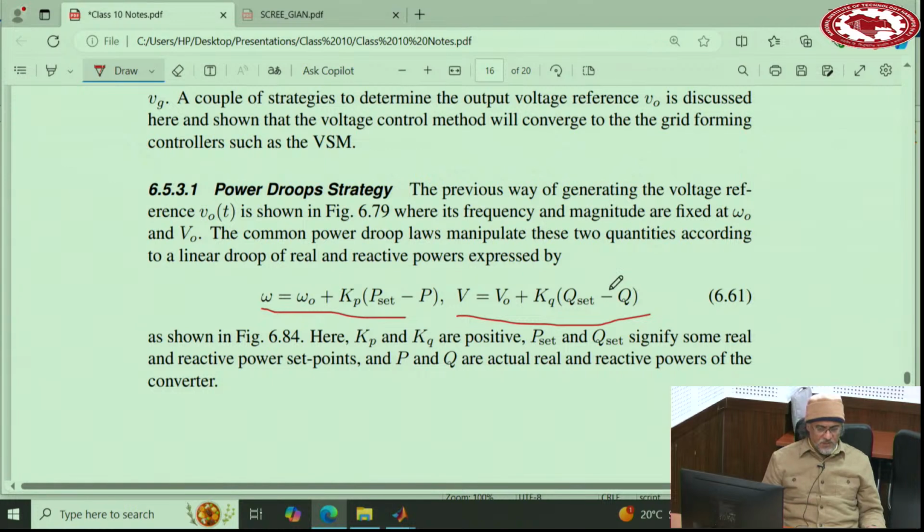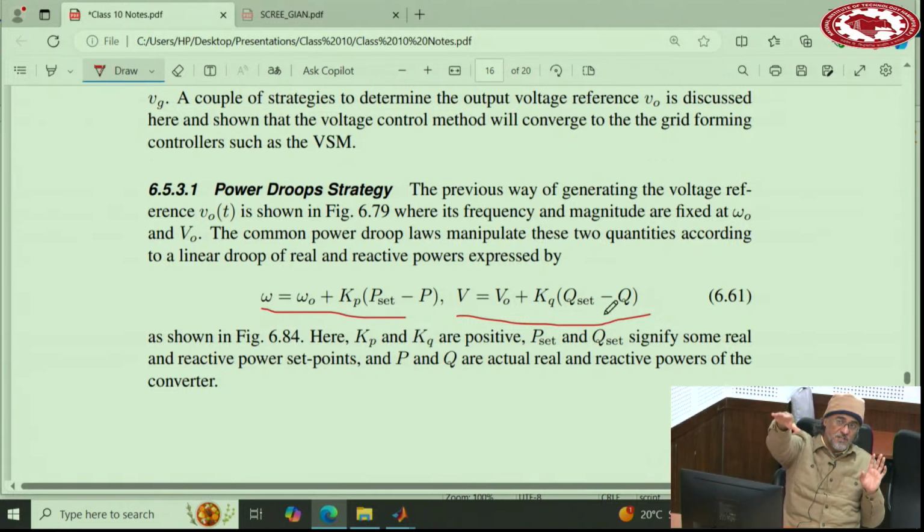It says the frequency is related in a droop manner to the real power, and the magnitude is related to the reactive power, again in a droop manner. So in other words, the converter says, if the frequency is going up, I supply less power. If the magnitude is going up, I supply less reactive power. In other words, I talk to you, I talk to everybody else.